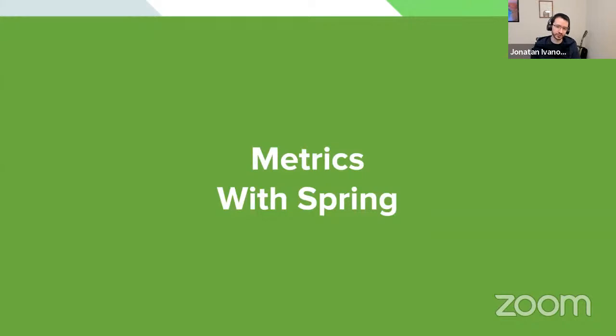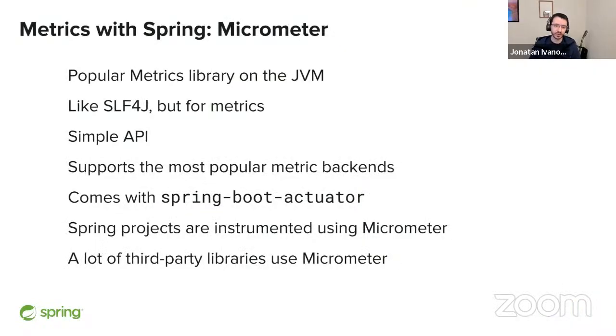Let's move on to metrics, and let's see what Spring has to offer if you want to implement metrics. The answer for metrics support in Spring is Micrometer. Micrometer is the most popular metrics library on the JVM. We like to say that it is like SLF4J, but for metrics, because it has a simple API and it supports the most popular metrics backends that you can use. And Spring Boot Actuator comes pre-configured with Micrometer. So if you are using Actuator, you will get Micrometer for free, and it is auto-configured for you.